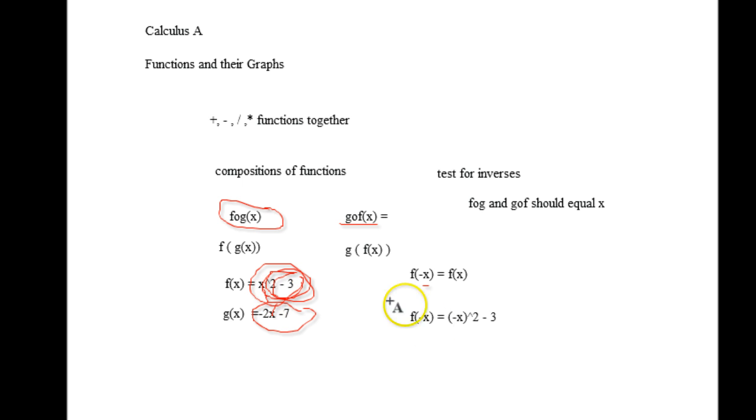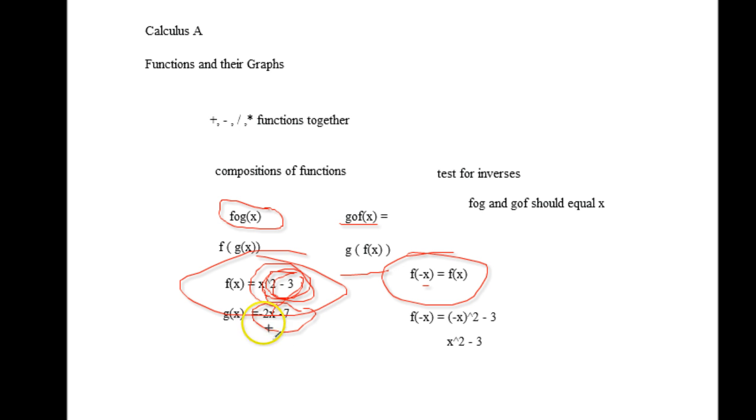If I plug in negative x, I'm actually going to get x squared minus 3. That's the same function as before, so this function is even because of the algebraic definition. Now if I try plugging it in here, I'm going to get 2x minus 7, which is not the same function, nor is it the opposite. The opposite would be a positive 2x and a negative 7, which it isn't. So it's neither even nor odd, and this one doesn't fall under any function category name.